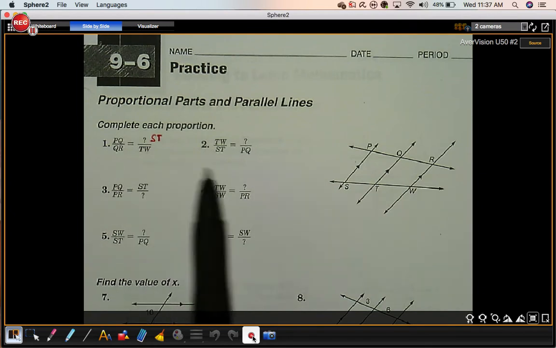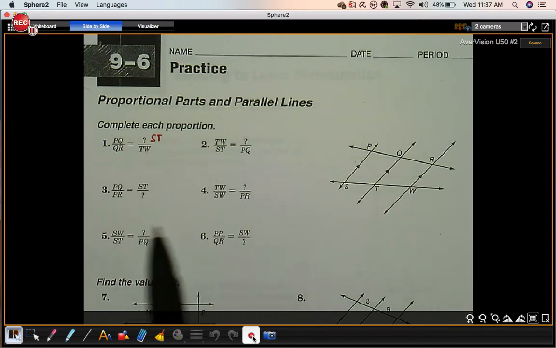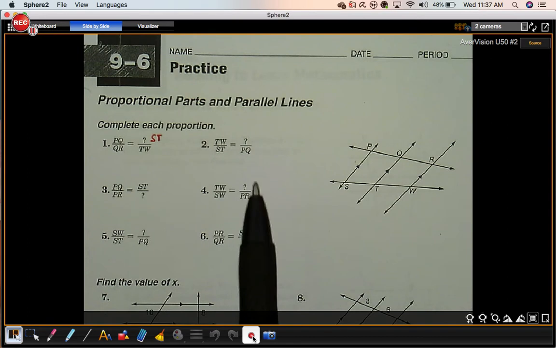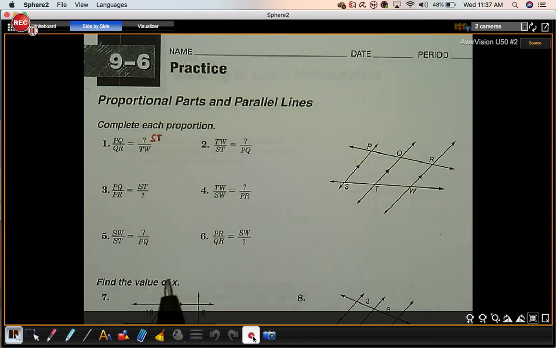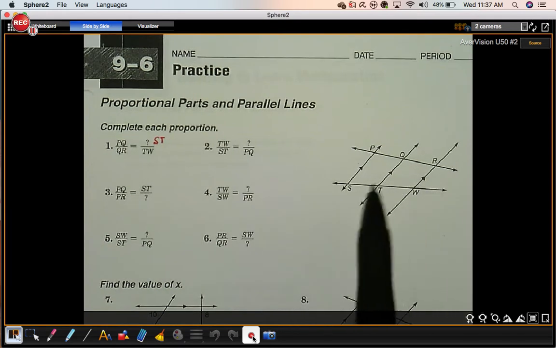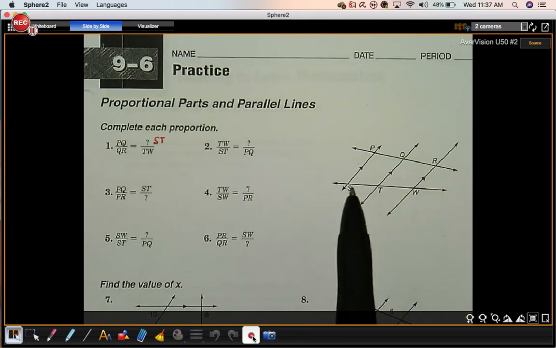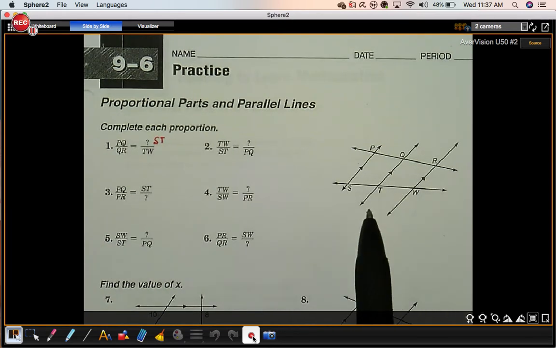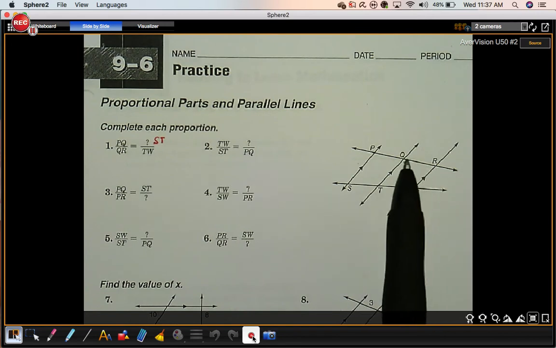We did a lot of these exercises in our previous videos, so if you haven't seen these, you can always go back and watch those videos also. We'll do one more together, then we'll move to the bottom section. Segment TW compared with segment ST. That's the same thing as segment QR compared with segment PQ.